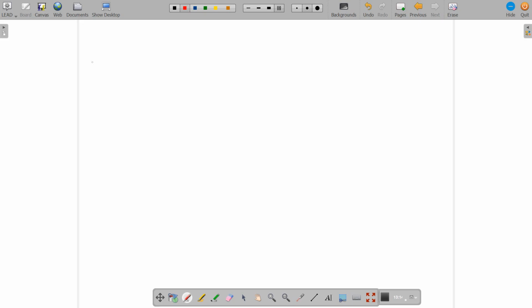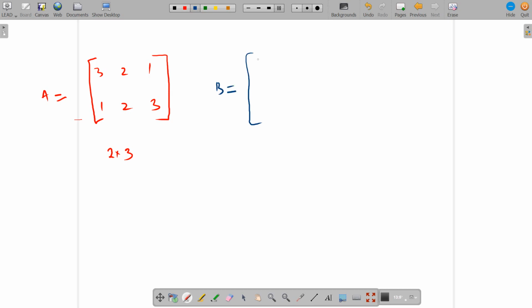Let's now look at 3, 2, 1, 1, 2, 3. What kind of matrix is this? Like I said, we consider the row first. How many rows does it have? One, two. How many columns? Three. So this is a 2 by 3 matrix. Let's call it A. And let's look at B. Let's make it a square matrix: 3, 3, 3, 1, 2, 0, 1, 1, 1.